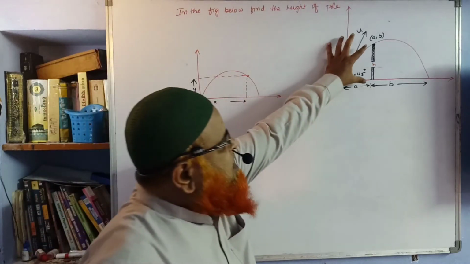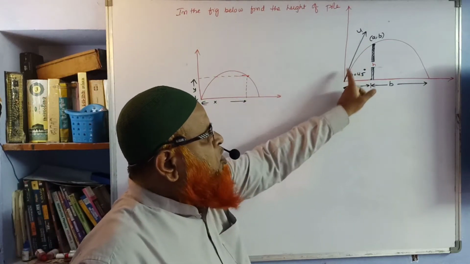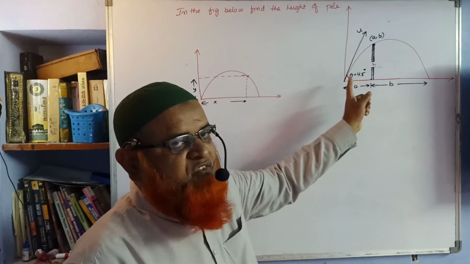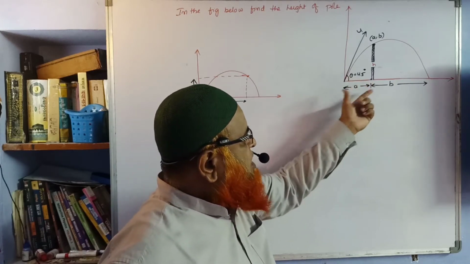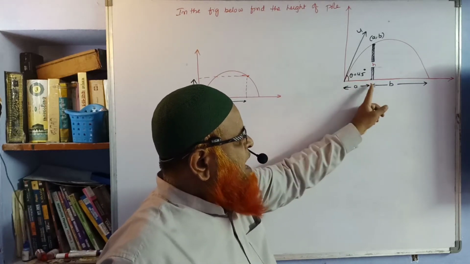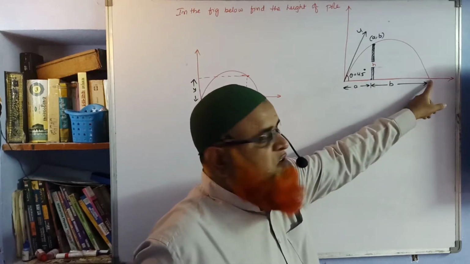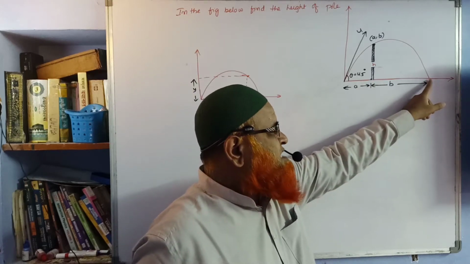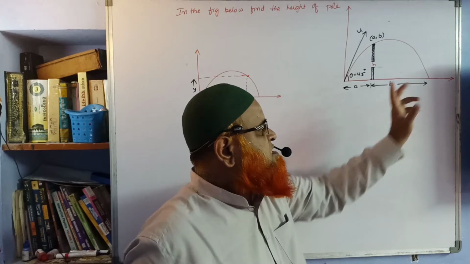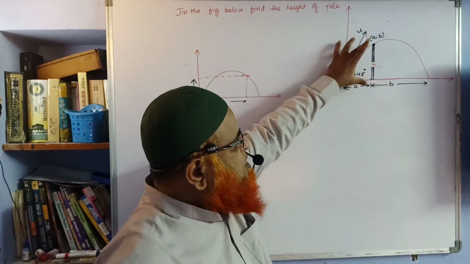You have to find out the height of the pole at this place when a body is projected at an angle of 45 degrees over here. The pole is at a distance of A from the origin, and from the pole to the point where the body drops and touches the ground, this distance is taken as B. We need to find out the height of the pole.